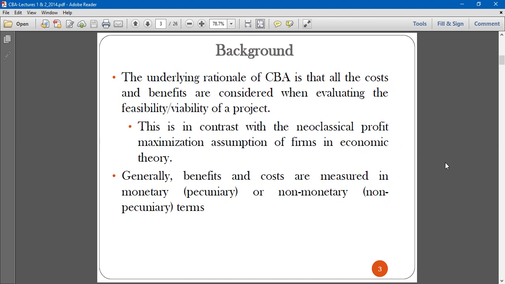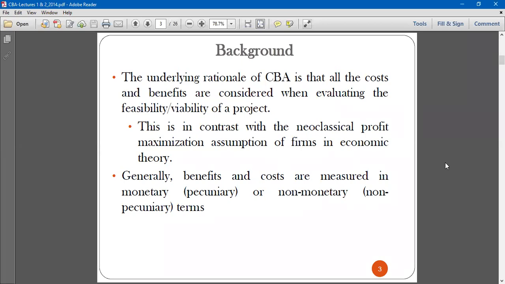anything that will affect any member of the society as a result of the project. Okay, so after a CBA, we can predict based on the net benefits that the analysis would give. We should be able to know, or at least be guided, whether the project is feasible or not. So it's basically about benefits and costs.